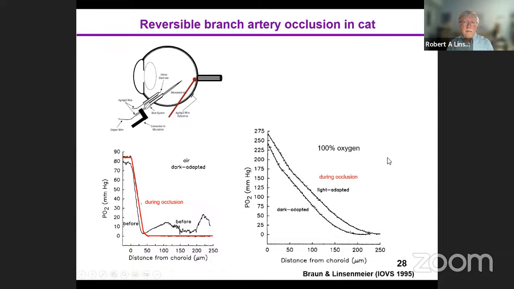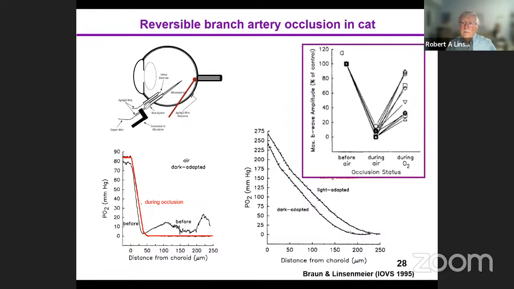Now, does this completely save vision? The answer is probably not, but it does a better job than breathing air. So this is an index of the vision. This is the B wave of the electroretinogram generated by the inner retina. During air breathing, that's almost lost after detachment. Whereas if you breathe oxygen, you can get back some of it, or in some cases, all of it. So on average, about half of the function of the retina. So there's still problems during occlusion, but the retina is much better off than it would have been breathing air.